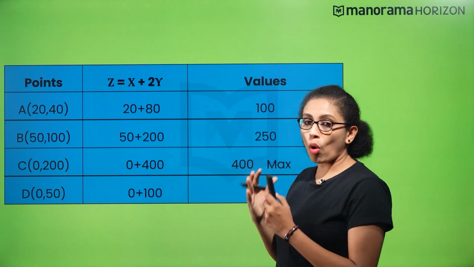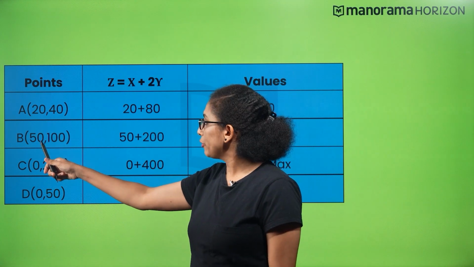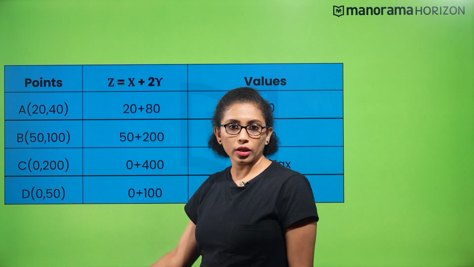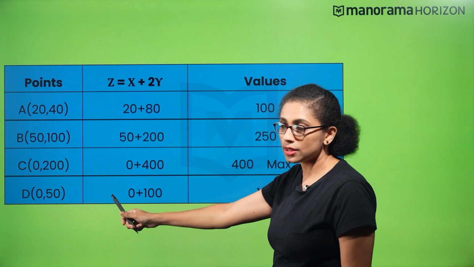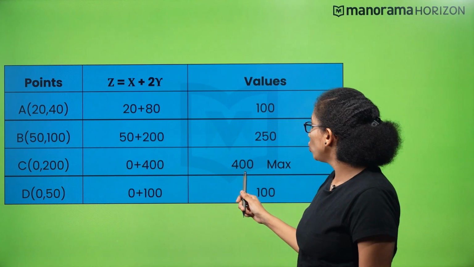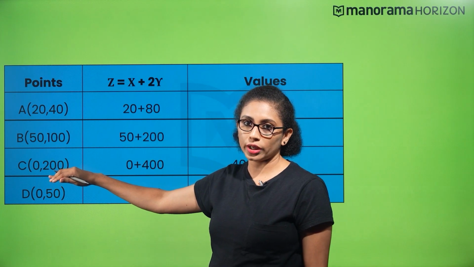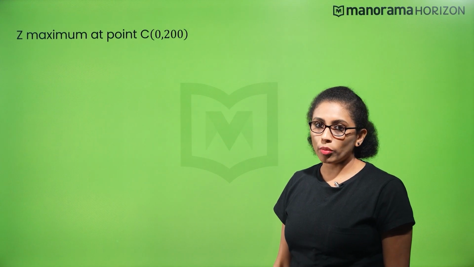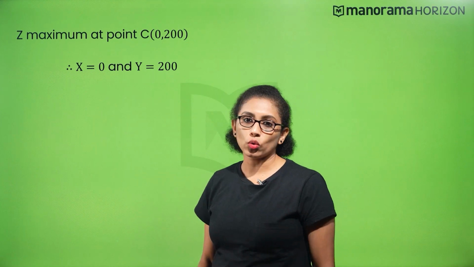Now, the possible points for maximum Z are A (20, 40), B (50, 100), C (0, 200), and D (0, 50). Now, where this value of Z is maximum, we need to find it. We have to substitute in this and find the maximum value. And you can find we got Z equal to 400 corresponding to C, that is (0, 200), right? So Z is maximum at point C (0, 200), where the value of x is equal to 0 and the value of y is equal to 200.